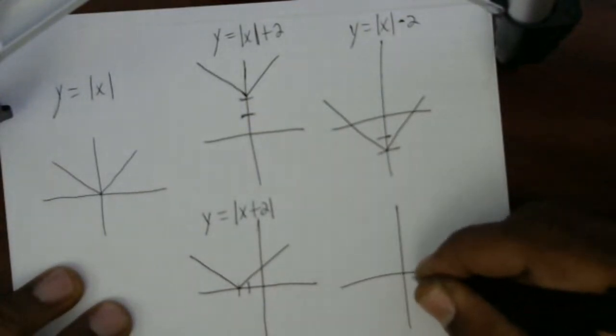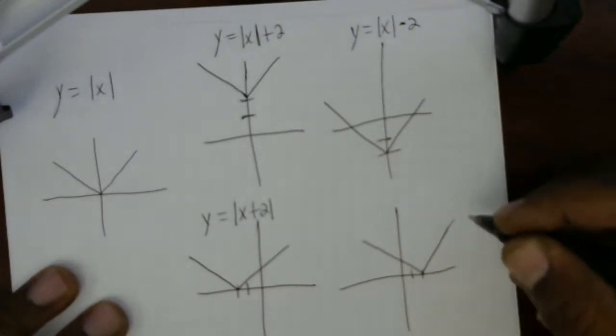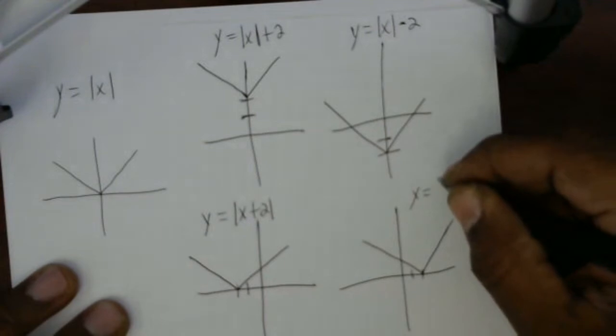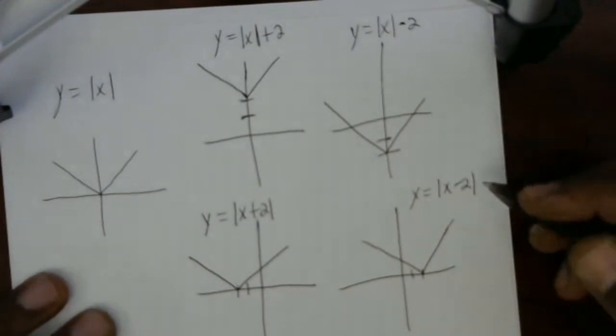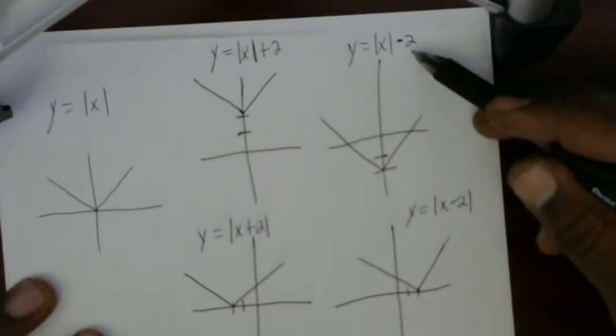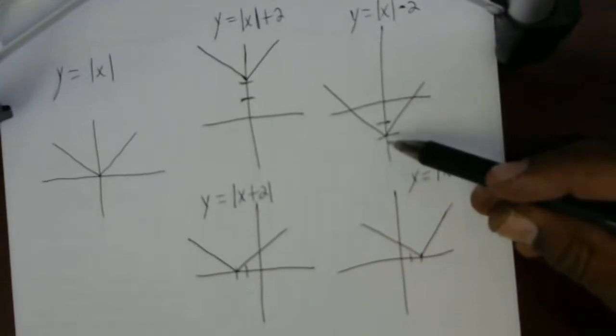Lastly, we're going to take the basic absolute graph and shift it to the right 2 units. So we will write out this equation as y is equal to the absolute value of x minus 2. Right, so notice that this minus 2 is a shift to the right 2 units, and this minus 2 added to the end of our function is a shift down 2 units.